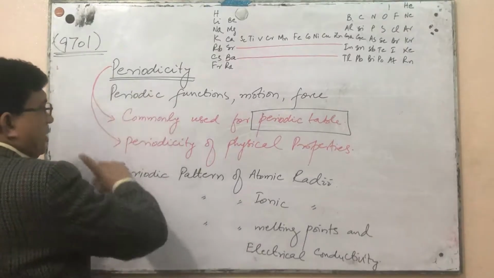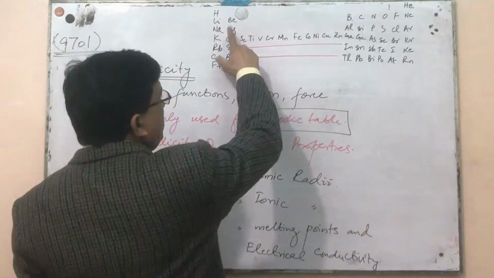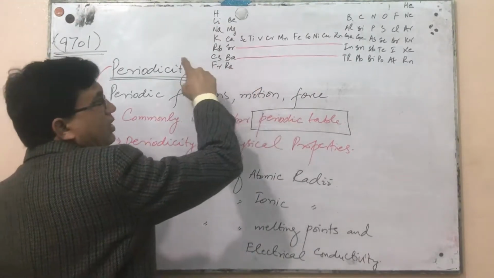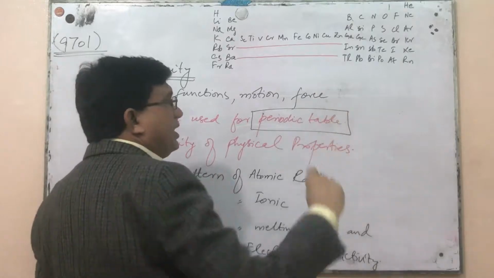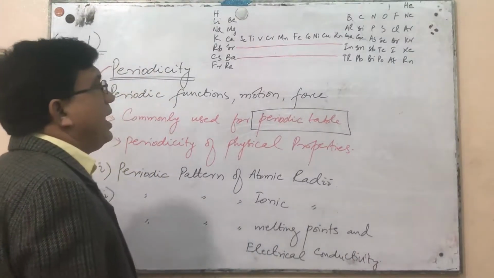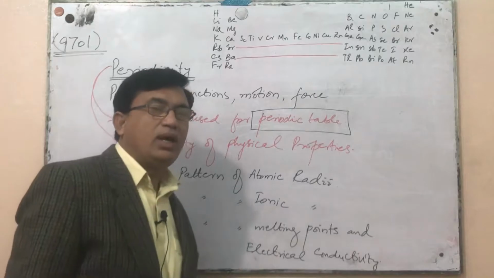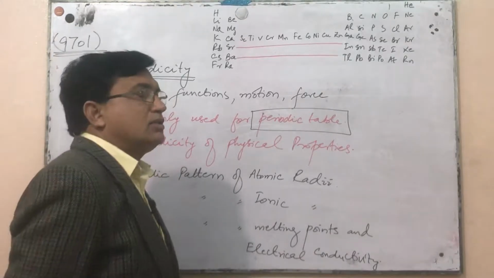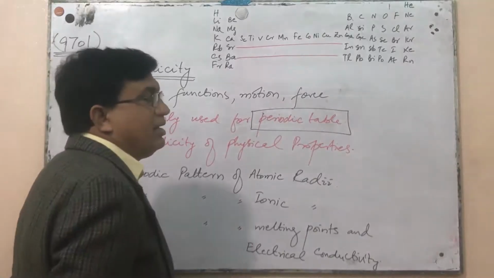Now, as periodicity is mainly associated with the periodic table, which is the arrangement of the elements in groups from top to bottom and in rows or periods from left to right. With the identification of proton number, scientists arranged all the atoms according to their increasing proton number, and then they observed that after some fixed number of elements, the physical or chemical properties of the elements repeat.